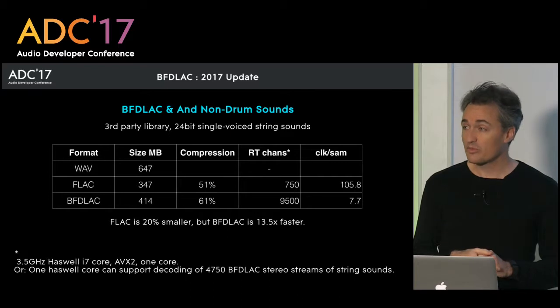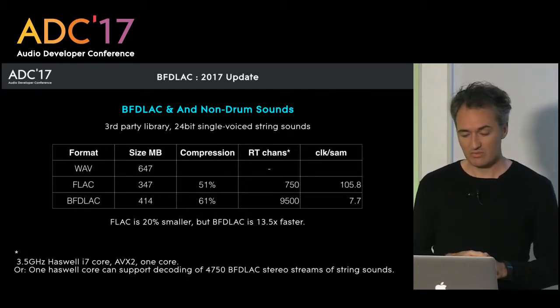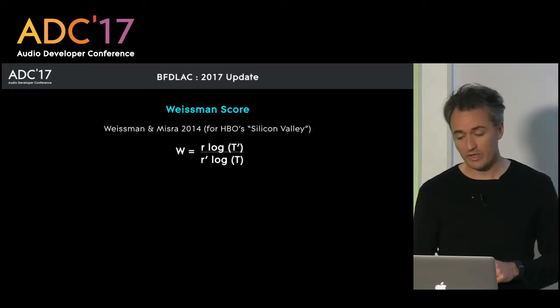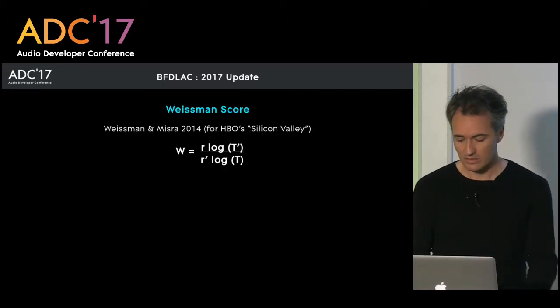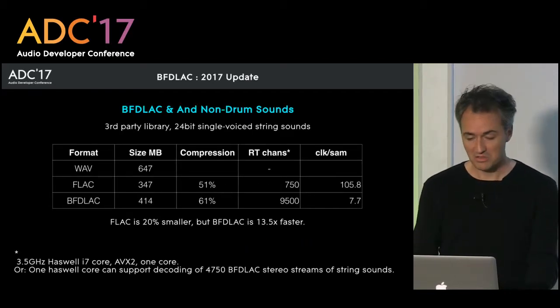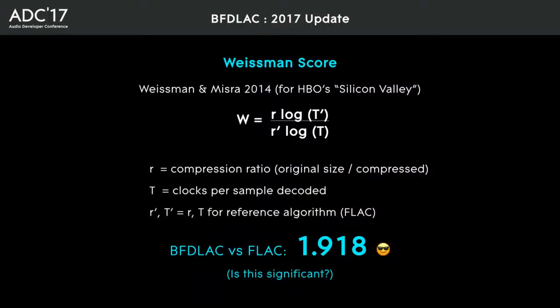BFD data has a lot of zeros in it, and the reason why it gets the 20, was it 23 times faster? Yeah, 24 times faster for BFD drum data is that there are some parts of drum data which are much easier to decode than a pitched sample. Do we have a Weissman score for that? Yes, we do. 1.918. Make of that what you will.